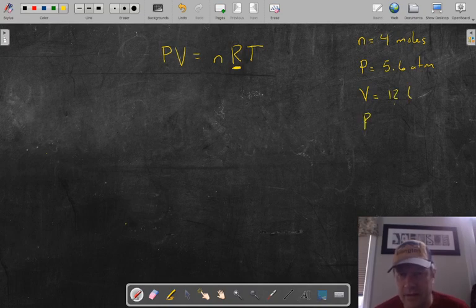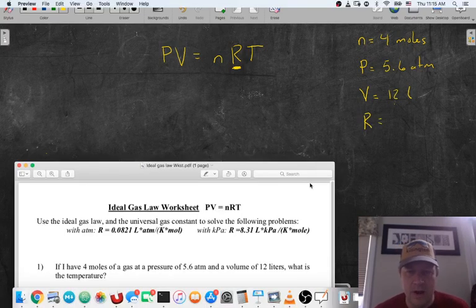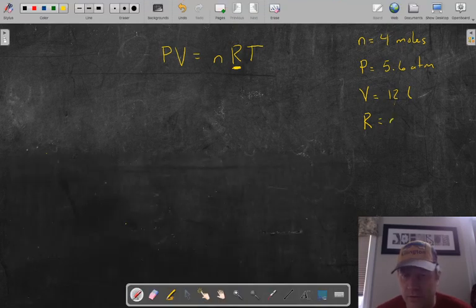Okay. And finally, I have to look up what my R value is. I'm using atmospheres for pressure, so I use this value of R. It is in atmospheres. See that? The way the gas constant works out, by the way, is you notice all the units, liters, atmospheres, kelvins, and moles are in the gas constant. It cancels out everything, giving you just the value you need. In this case we're looking for temperature, so all the rest would cancel out and give me the temperature unit. I'll show you that in a second. 0.0821.